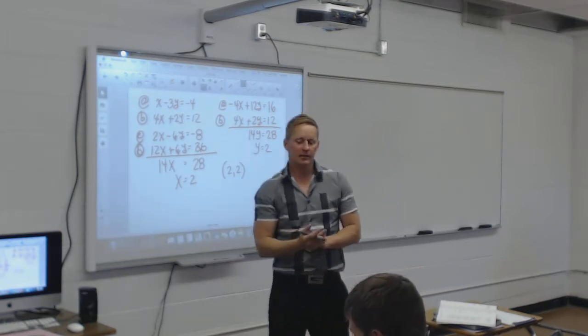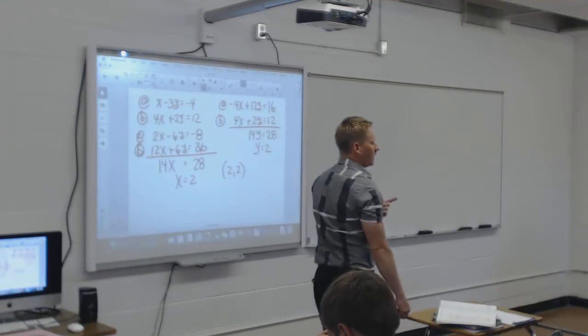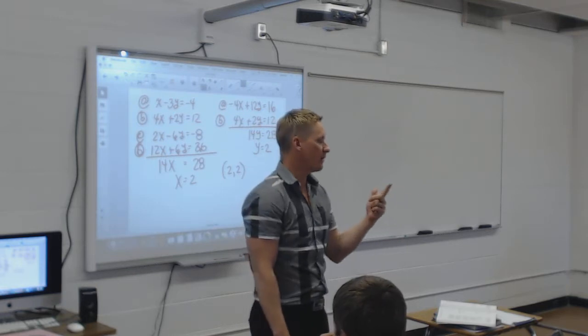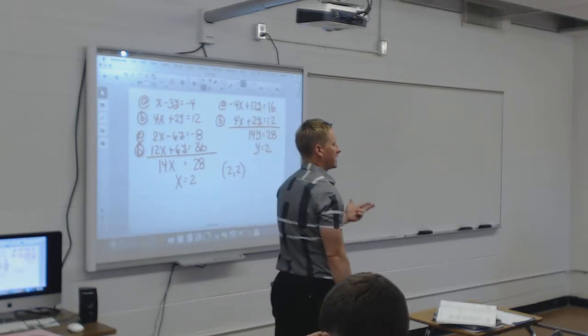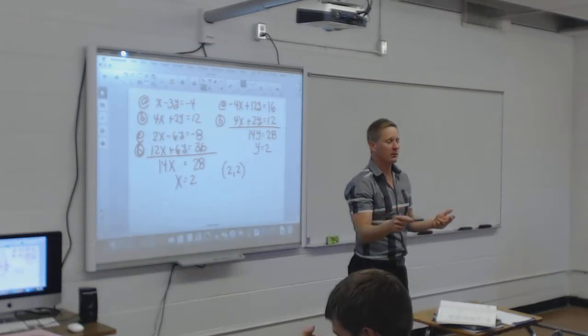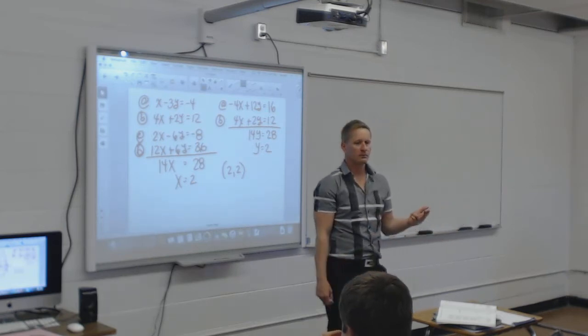Okay, so here's how this works for you. You do need to know both methods. In 9-1, you're going to just use the substitution method. In 9-2, you're going to use the elimination method. In 9-3, you're going to use the method you like best. So your problems are going to be a little more difficult, but you're going to use the method you like the most. Fair enough? Yeah.